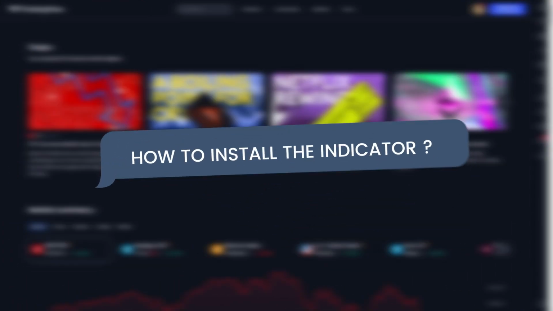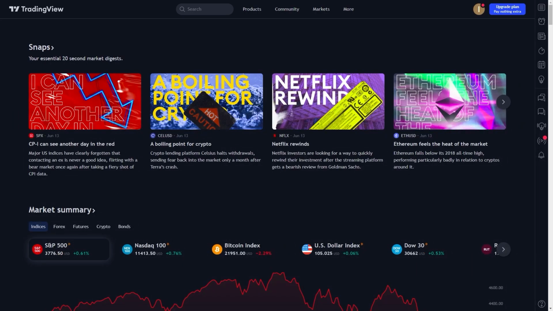How to install the indicator? We are using TradingView to combine this indicator. Go to tradingview.com or you can click the link in the description below and sign up for a free account. In a free account, you can get access to up to 3 indicators for free. Now, go to product and you will see the market chart, click on it.